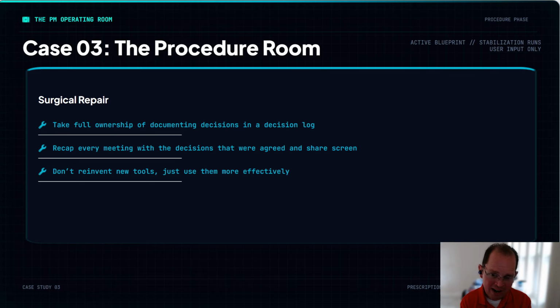I shouldn't say it'll stop the questions, but it will give this PM the ability to say, yes, we decided it. Here's the decision log, and here's what we decided and when. And that's it. And then the third solution for me is don't reinvent new tools. Just use them more effectively.